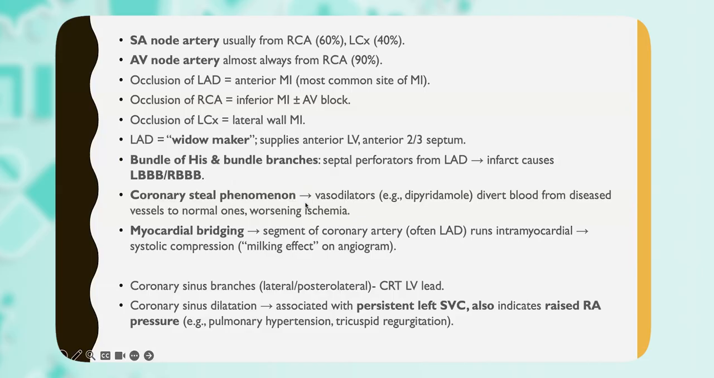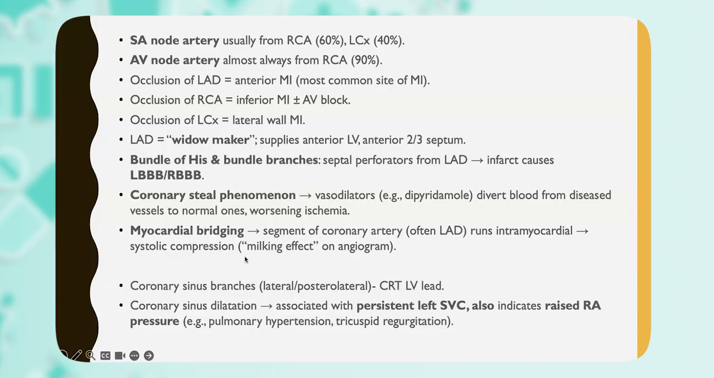What is coronary steal phenomena? Vasodilators like dipyridamole divert blood from the diseased vessels to normal ones, worsening ischemia. So, when we have an acute coronary syndrome or MI, vasodilators are ideally contraindicated. We should not be giving these vasodilators.